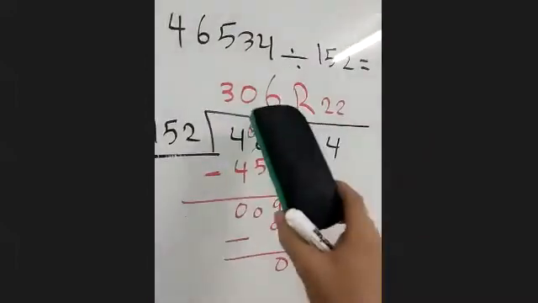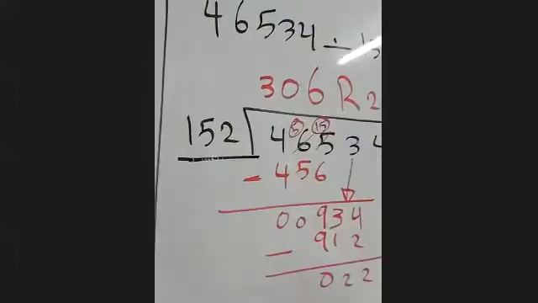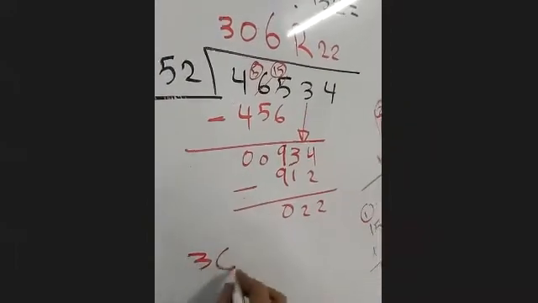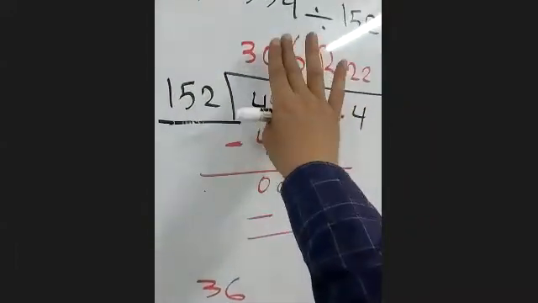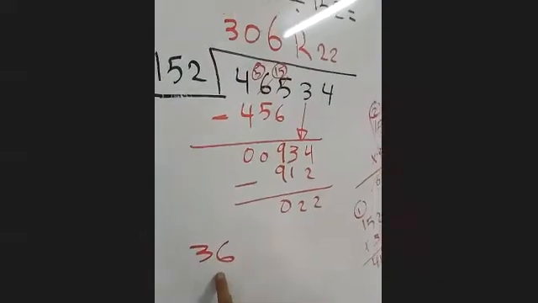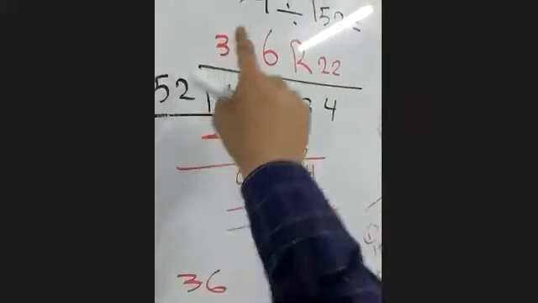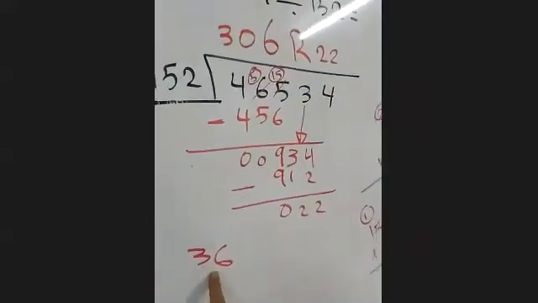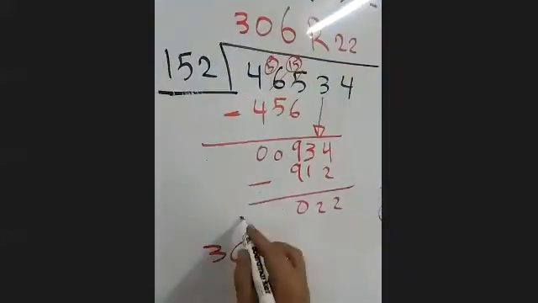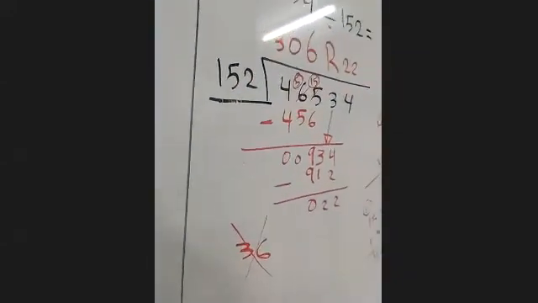Without this 0, which we put, the answer will be 36, right? If I didn't put the 0, the answer will be 36. The correct answer is 306, not 36. So if you don't put the 0 in the quotient, your answer will be so much wrong.